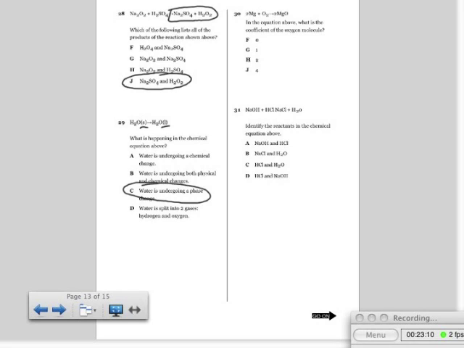Number 30. In the equation above, what is the coefficient of the oxygen molecule? So right here. What's my coefficient when I don't see one? It's a 1. Okay, number 31. NaOH plus HCl yields NaCl plus H2O. There's actually an arrow right here. Sorry, it didn't print correctly, but you probably should have seen something different based on our answers. Identify the reactants in the chemical equation above. So what's on the left side? Yep, NaOH and HCl, so A is our answer.